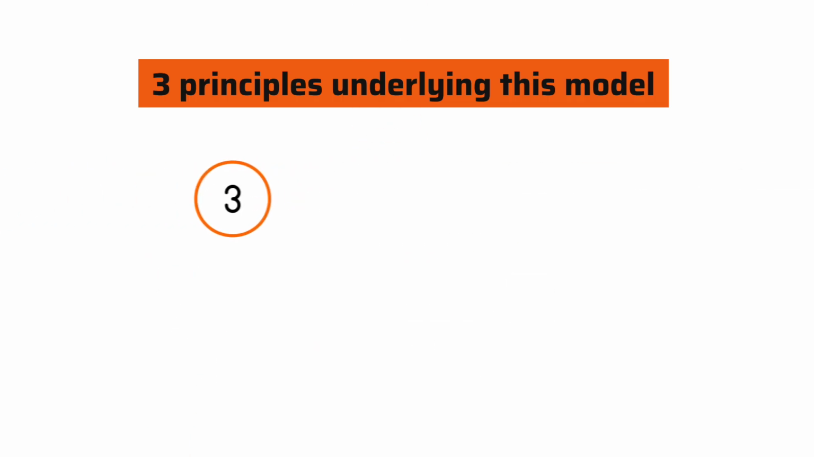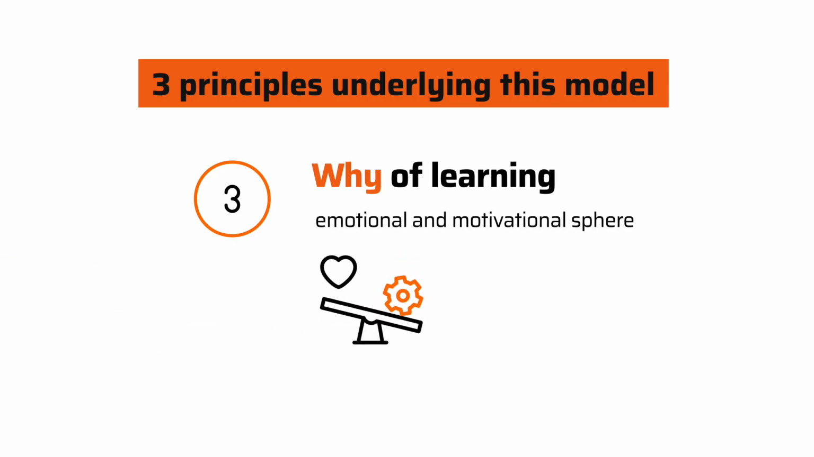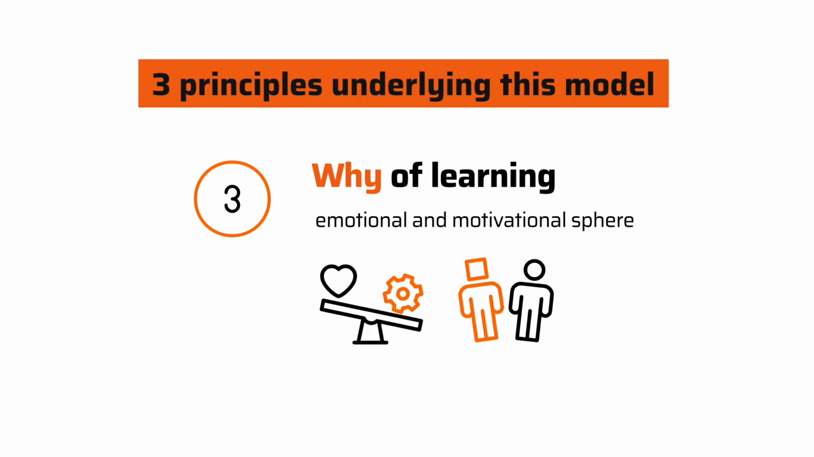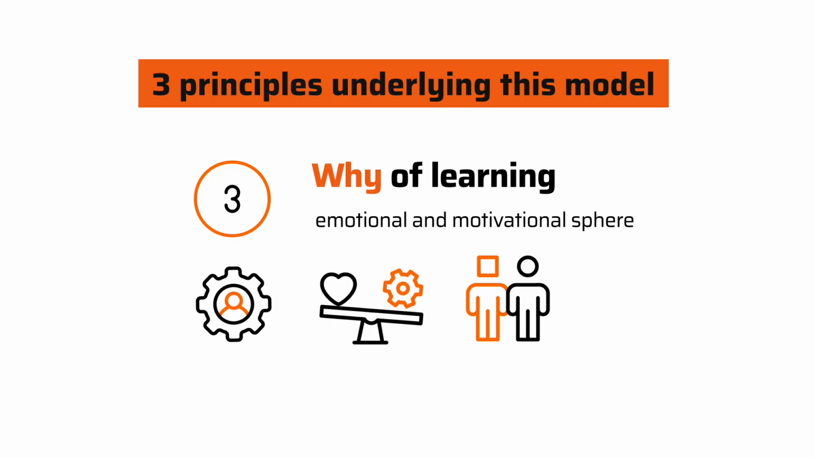3. Provide multiple means of involvement, the why of learning. Students also differ in the way they are involved in the learning process. Cultivating the emotional and motivational sphere related to the learning process is crucial because each student has a different cultural background and aptitudes. Moreover, some students prefer to work alone, while others in groups.